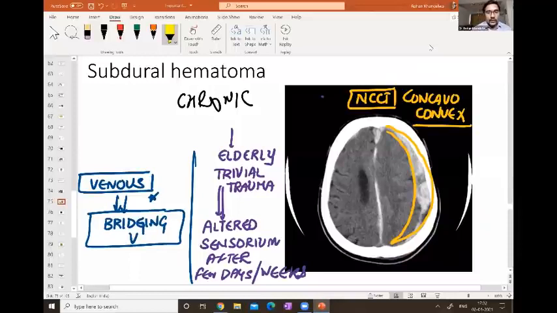Diffuse axonal injury, patient is in a state of coma. GCS does not improve, but the CT is absolutely normal. These will be the key words which you need to look at.